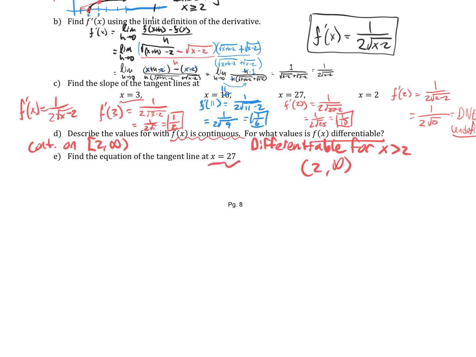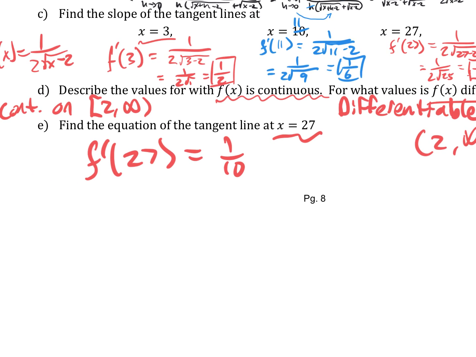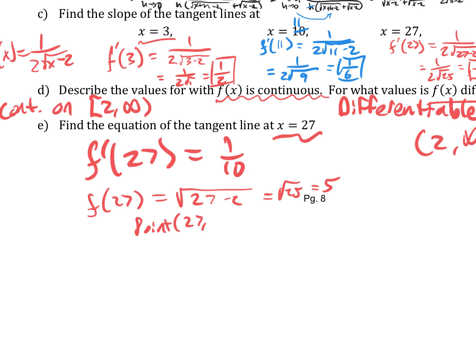All right, one last thing. How about the equation of the tangent line? Well, we know the derivative of f at 27. We already found that out up above. That was 1/10. What is f of 27? What is the y value at 27? Well, the equation was the square root of x minus 2, so 27 minus 2, that's the square root of 25, which is 5. And so that means we've got the point 27, 5. That's on the graph.